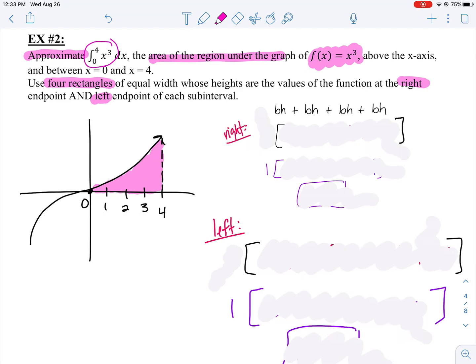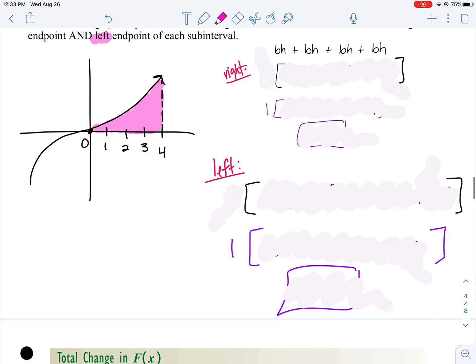So what we would have to do is estimate the area using our rectangles. In this problem, it's asking us to use 4 rectangles of equal width, whose heights are the values of the function at the right endpoint and then again at the left endpoint. So we're going to do 2 different estimations. Let's first start off with doing the right endpoint. Remember, it told us that we wanted 4 rectangles. So let's figure out if we want to do base times height plus base times height plus base times height plus base times height, 4 rectangles, what the bases of each of these rectangles are going to be.